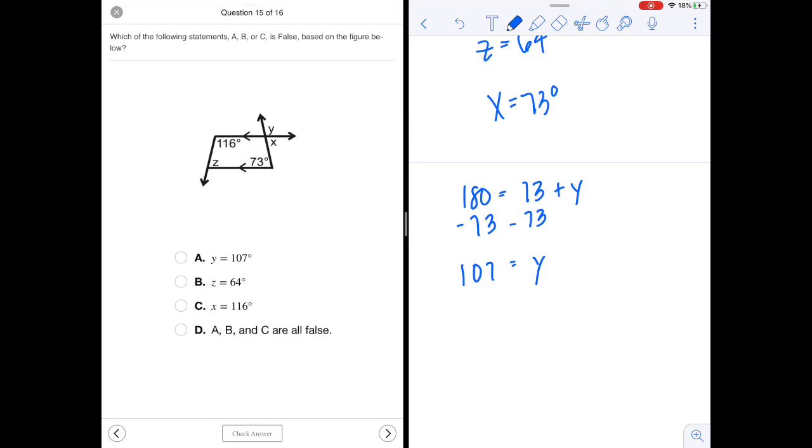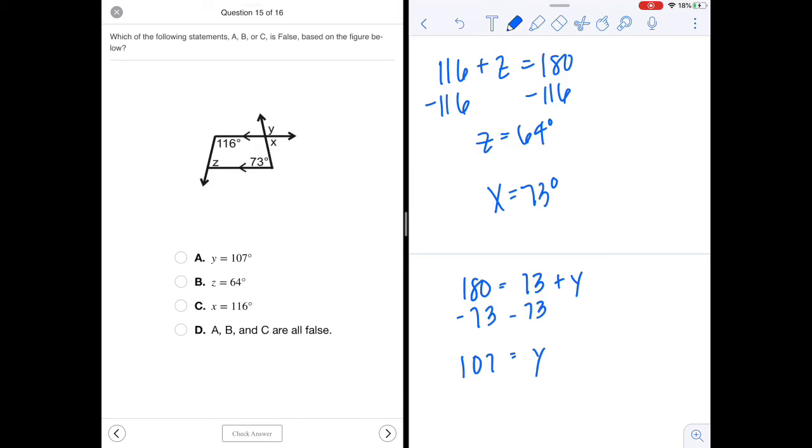All right, so now let's go back over to our problem. It wants us to figure out which of these statements is false. So Y is 107 degrees, that's true. Z is 64 degrees, that's true. X is 73, so this one would be incorrect because it should say 73, not 116.